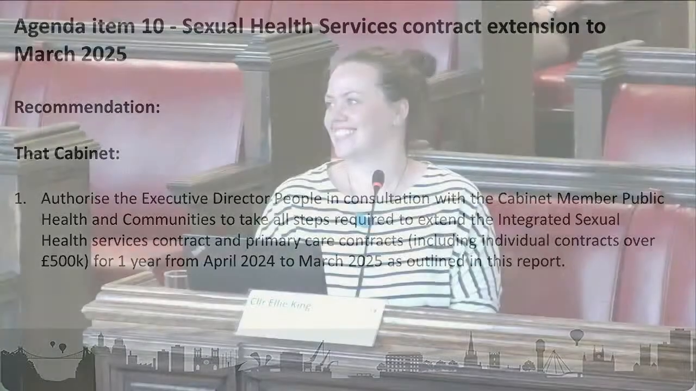Agenda item 10, sexual health services, contract extension to March 25, Ellie. Thank you. Bristol commissions very important sexual health services on behalf of Bristol, North Somerset, South Gloucestershire, Bath and North East Somerset. Our current contract with University Hospitals Bristol and Western NHS Foundation runs out on the 31st of March 2024. We had planned to recommission these services seamlessly, commencing 1st of April 2024, on the back of the new National Sexual and Reproductive Health Strategy.